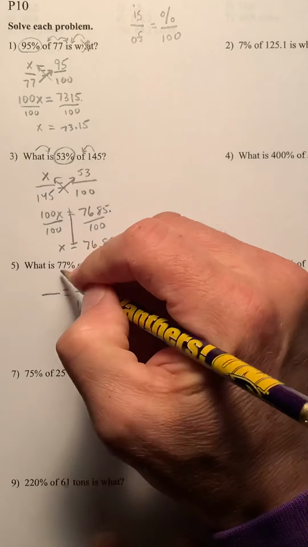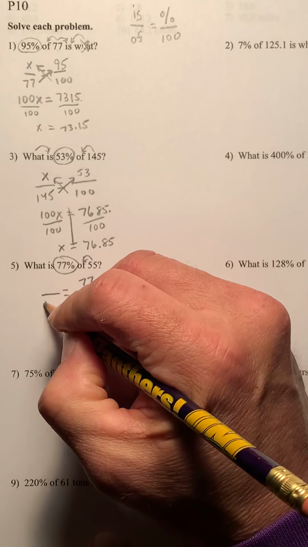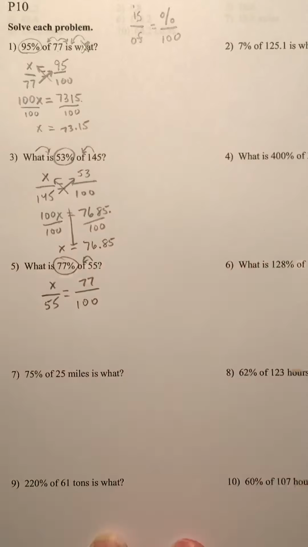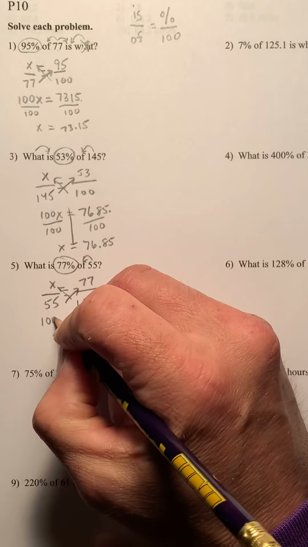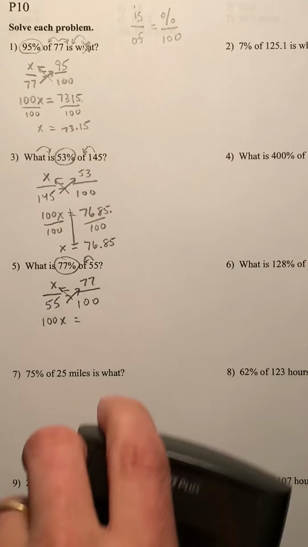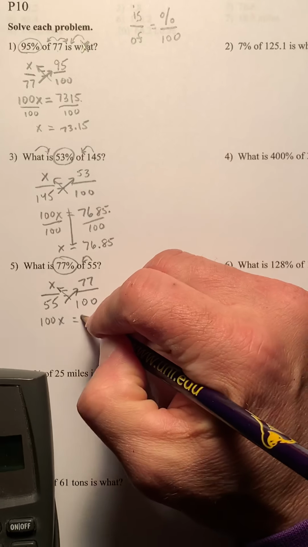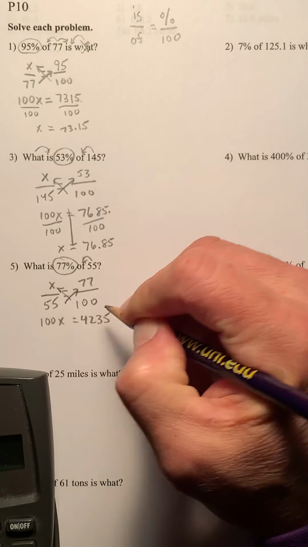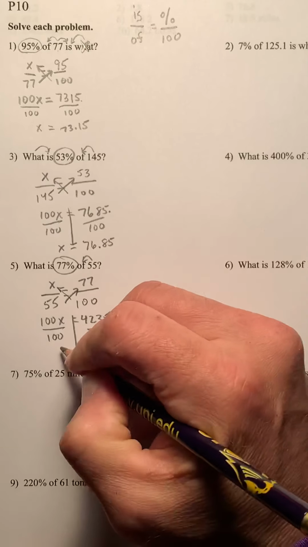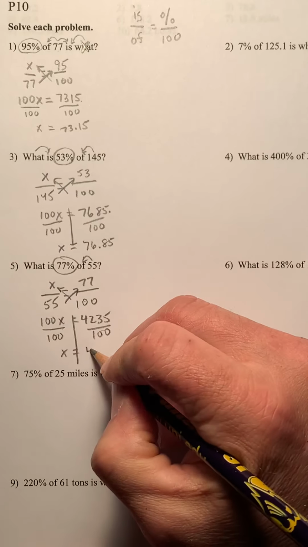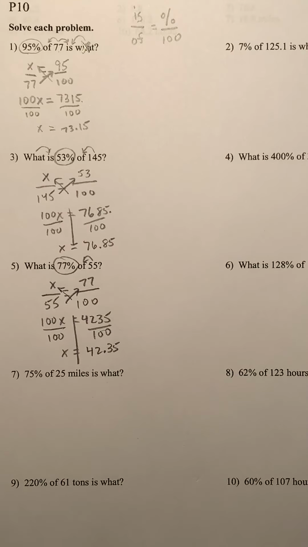100 in the 100 slot. 77 is in the percent slot. 55 in the of slot, which means our x is in the is slot. We cross multiply. 100x is equal to 55 times 77, 4,235. We divide by the 100, and we end up with x is equal to 42.35. Again, use your calculator if you need.